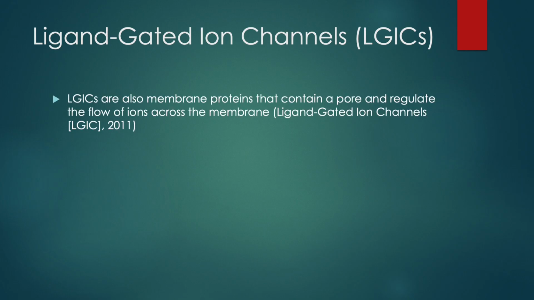So what does the acetylcholine do next? Well, before we can talk about that, we have to talk about ligand-gated ion channels. Ligand-gated ion channels are also, just like the voltage-gated ones, membrane proteins that contain a pore, and they help regulate the flow of ions across the membrane.